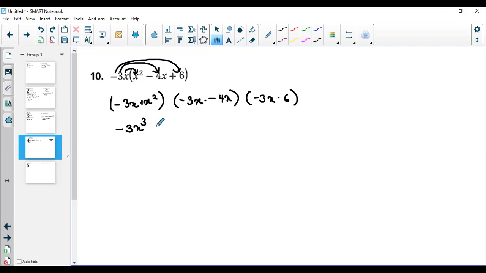Then minus 3 multiplied by minus 4 will give you a positive 12x. Then minus 3 multiplied by 6 will give you a minus, this is going to be squared because there are two x's. So the other one is going to be negative 18x. This is going to be your answer.